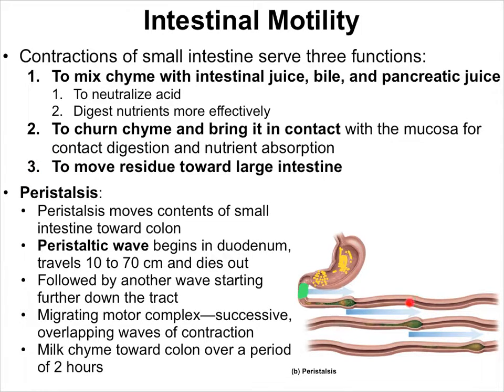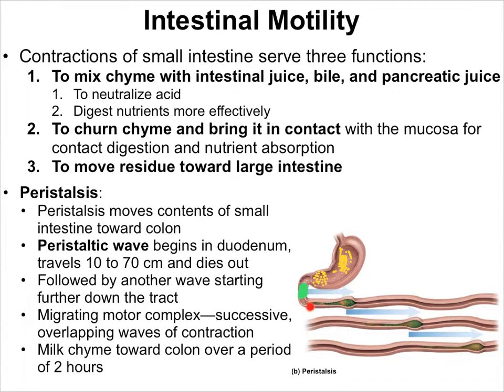Third, to move residue through. You've got to move stuff along if you're going to eventually pass it out. Peristalsis is one form of movement, and it is most concerned with point 3 here, moving residue along the intestines. Peristalsis is a circular contraction that moves down in a wave.